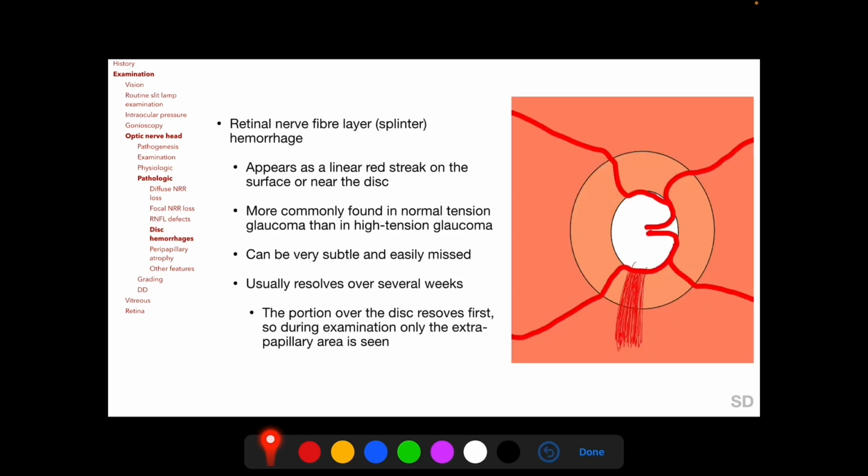Retinal nerve fiber layer or splinter hemorrhage appears as a linear red streak on the surface or near the disc, as seen here in this diagram, and it is more commonly found in normal tension glaucoma as compared to high tension glaucoma, and it can be very subtle and easily missed during examination. It usually resolves over several weeks, and the portion of the hemorrhage over the disc resolves first, so during examination only the extrapapillary area can be seen.